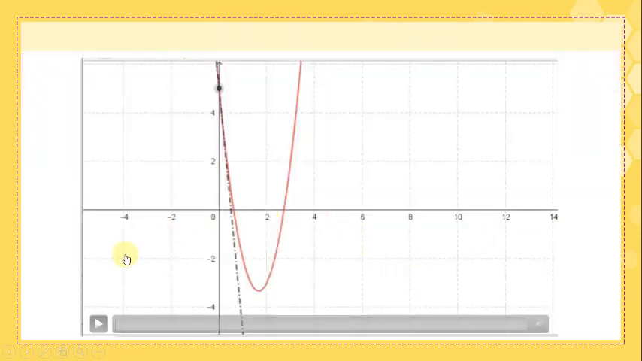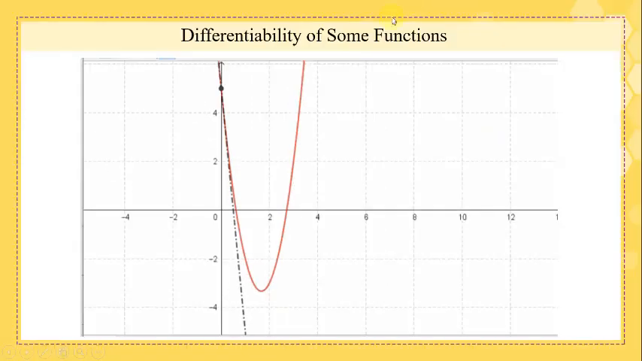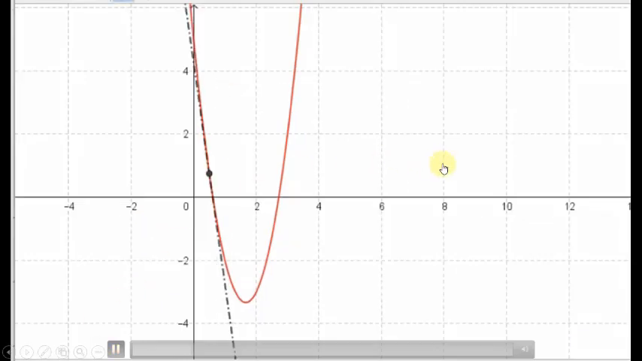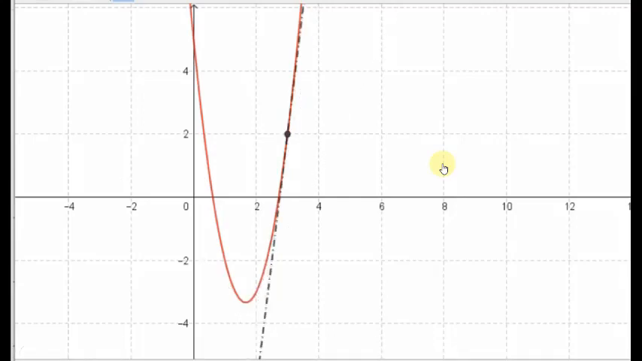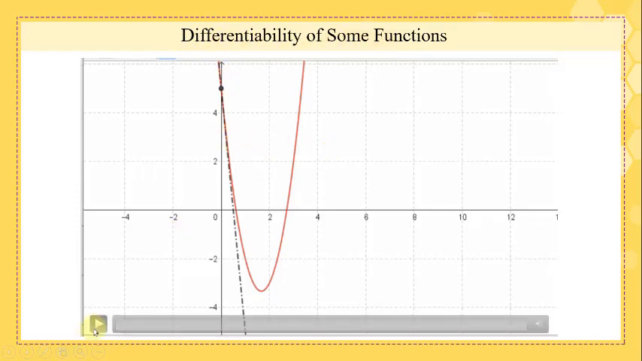Okay, more explanation. As you notice here, this is the graph of a polynomial function. What do we notice? We notice that for any point on this curve, every point admits one and only one tangent, which means that the function is differentiable at every point on this curve. Okay, so we don't have two semitangents, we have only one tangent at each point.